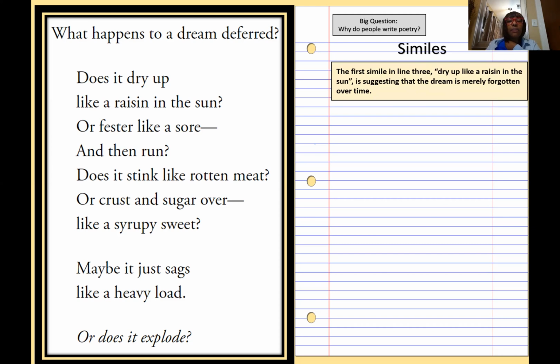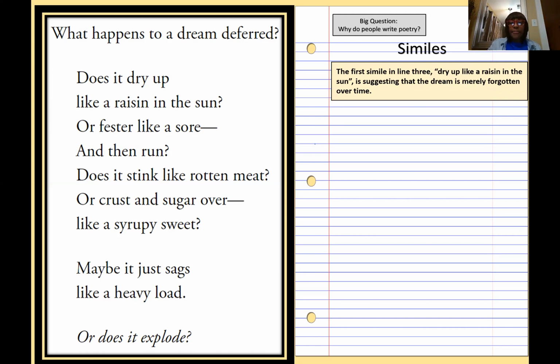He says, dry up like a raisin in the sun. Well, what does that mean? Dry up like a raisin in the sun. Well, it's suggesting that the dream is merely forgotten over time. So if you put something out to dry in the sun, you forget that it's out there and it dries up. Like a raisin in the sun.